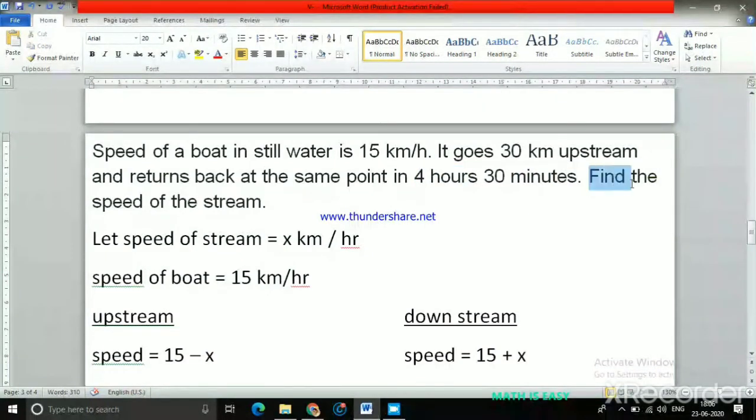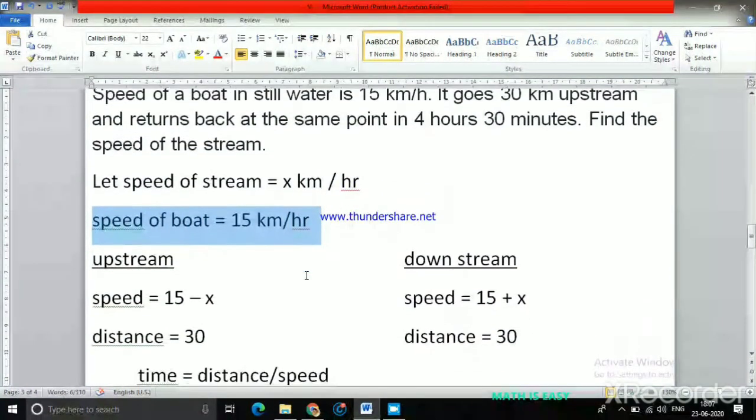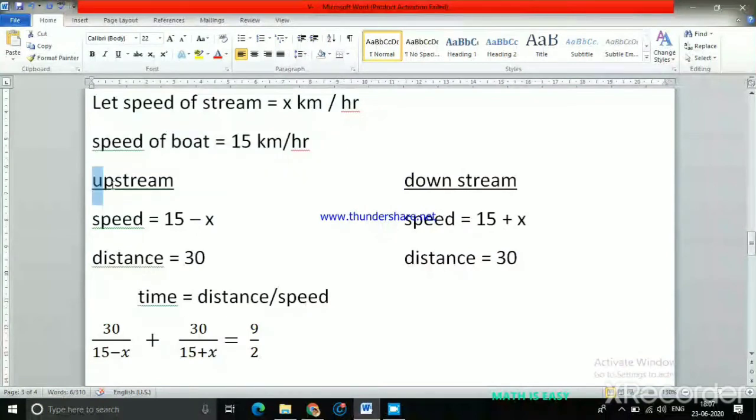Now here only one thing you have to find: the speed of the stream, that is, with what speed the water is flowing. So I have taken, let the speed of the stream equal x kilometers per hour, and the speed of the boat is already given as 15 kilometers per hour. As we discussed in the earlier question, for upstream and downstream I'll put two cases. Upstream means it has to go against the water, so speed of the boat minus speed of the stream, that is 15 minus x, and downstream speed is 15 plus x, speed of the boat plus speed of the stream.